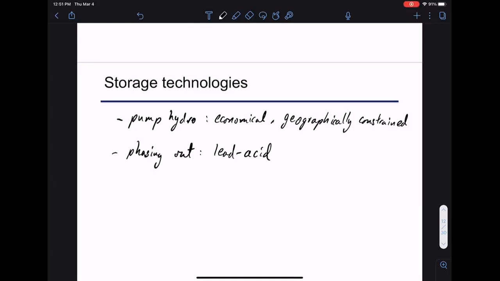Then, of course, the most common one we have today, in our phones, our computers, and electric vehicles, is lithium ion. Can you think of some other types of battery you may have heard of? These are the common ones, right? Lead acid, we have all seen, that's in your cars.